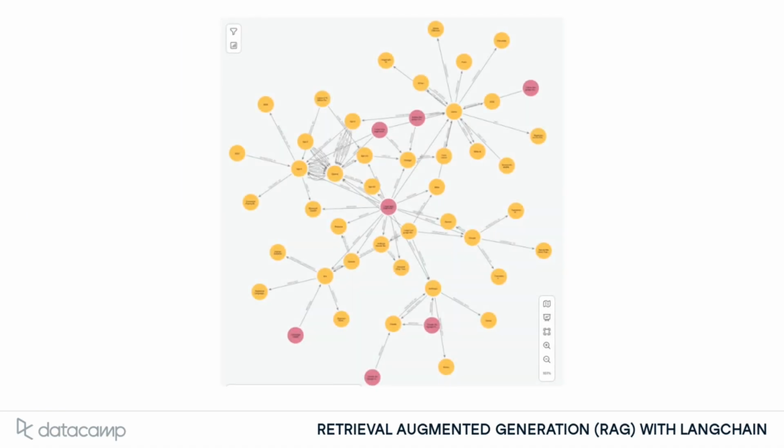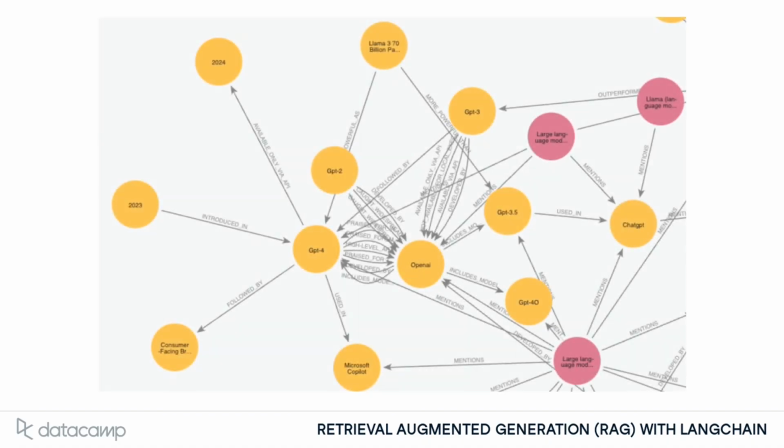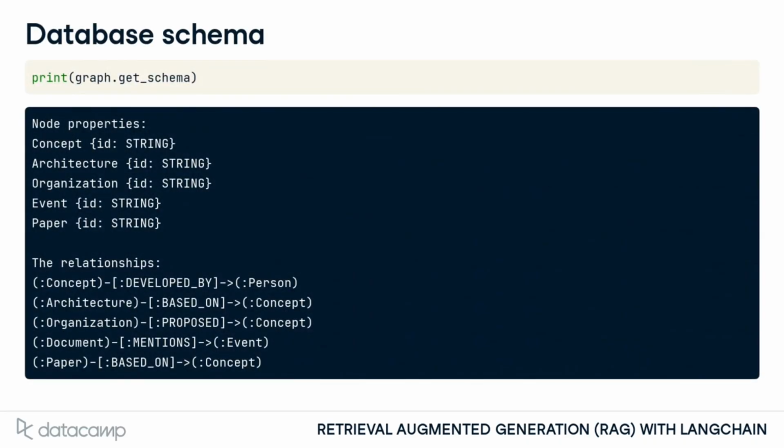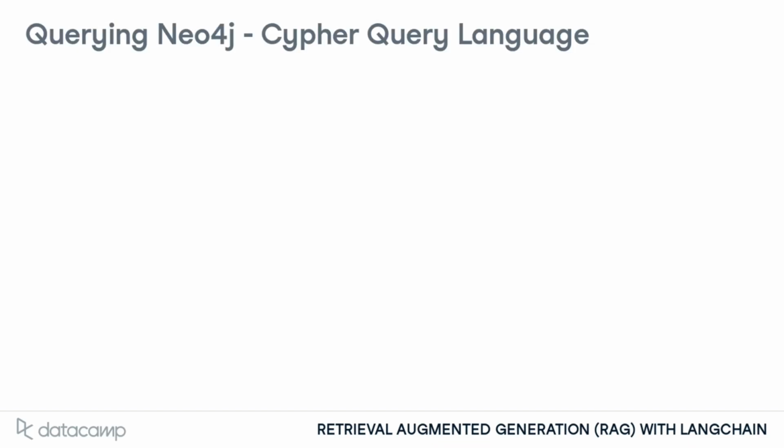Here's what our graph looks like. There's a lot here, so let's zoom in to look at subsections of this graph. We can see lots of familiar nodes and relationships representing the different entities in the search results. The pink nodes are the source documents we specified when adding the graph documents. Each one has a mentions relationship from the source to the entity mentioned. We can also view the database schema with the .get_schema attribute. Here we can see the different node types and relationships, including their direction.